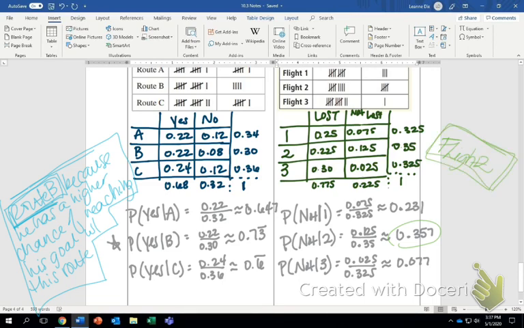And then if you wanted to put the description, it would be because it has the highest chance of not losing any luggage. All right, so that is how you do section 10-3.